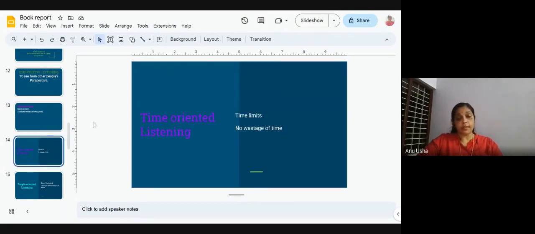Then we have time-oriented listening, which means this type of listening doesn't need much time. They would put on time limits. They don't want the wastage of time. They would prefer to hear the message quickly without unnecessary details, and they would be impatient with rambling or long-winded people, like the type of questions that journalists would be asking the interviewees, the politicians or some other persons. They need the answer at the correct time. They don't want any beating around the bush on that question. They just want the correct answer there.